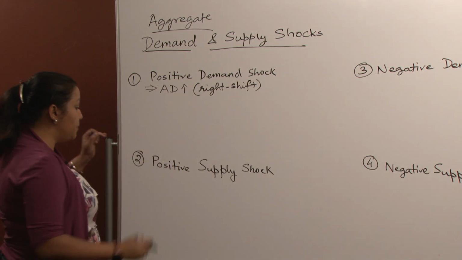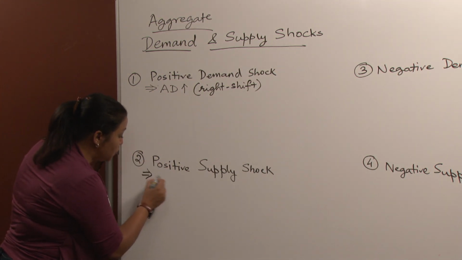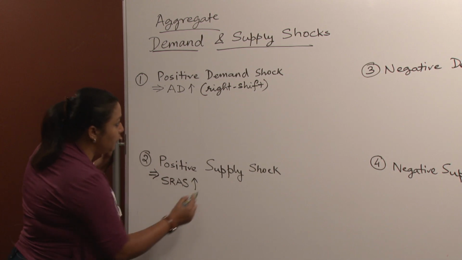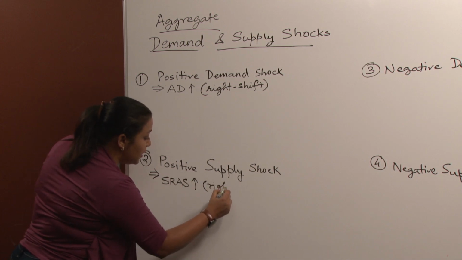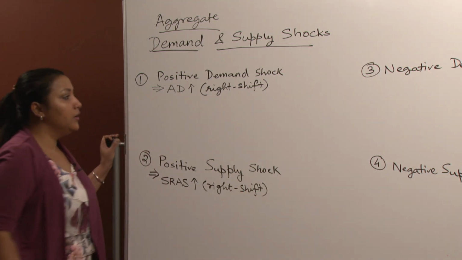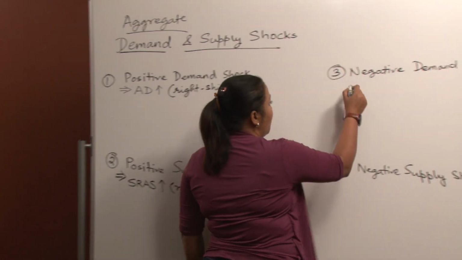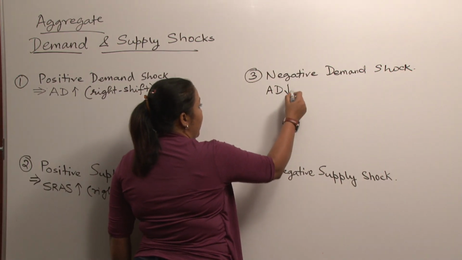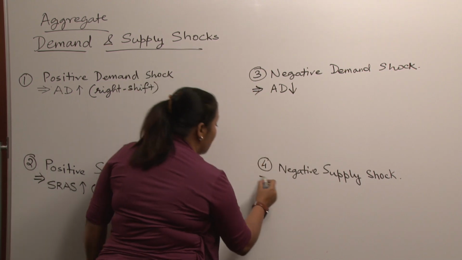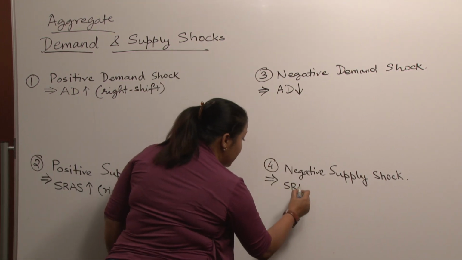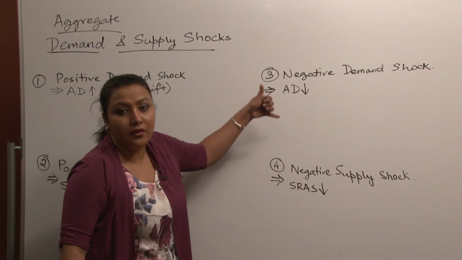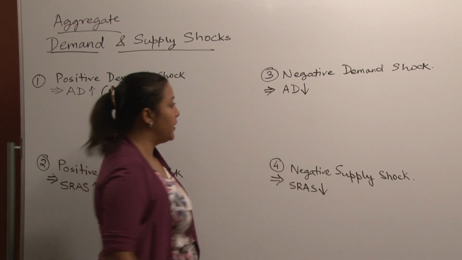Similarly, the positive supply shock refers to a situation where short run aggregate supply, SRAS, has gone up. Okay. So you see a right shift of the short run aggregate supply. Similarly, the negative demand shock would refer to a situation where AD has gone down for whatever reason, and negative supply shock would refer to a situation where SRAS has gone down, maybe something like wage rate in the economy went up, so SRAS went down.